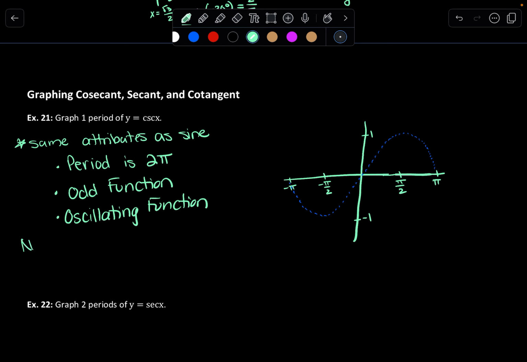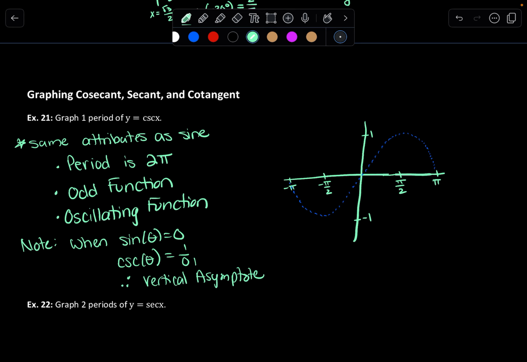And then a quick note, we talked about this when we were evaluating in the last video. When sine theta is equal to 0, when we take that reciprocal, we get cosecant theta equal to 1 over 0, which means undefined. Therefore, we will see a vertical asymptote. So let's start with that.